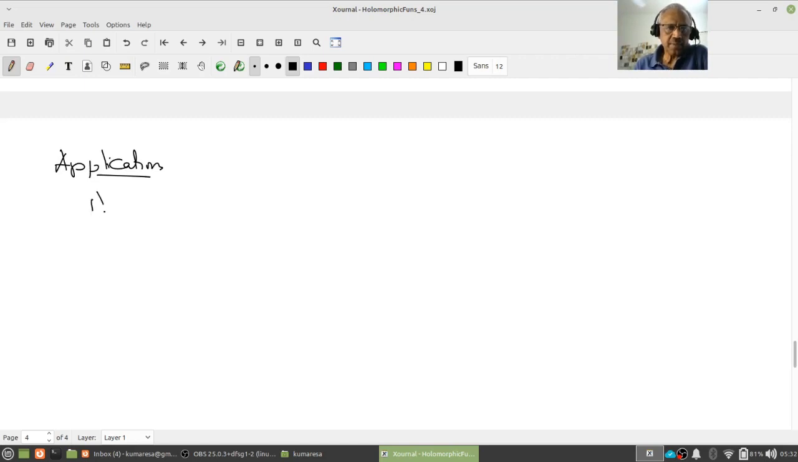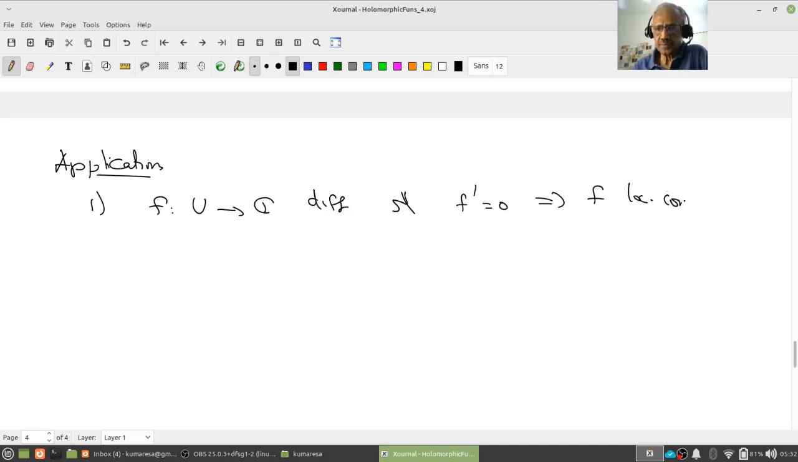Do you remember, if we have f from U to C differentiable and f dash is 0, then we proved f is locally constant. Do you remember how we proved it? In the third lecture, we used the chain rule to prove this. But at that time, I said this proof is not found in textbooks. The standard proof uses the Cauchy-Riemann equation. Let us see that. Suppose f dash is 0.